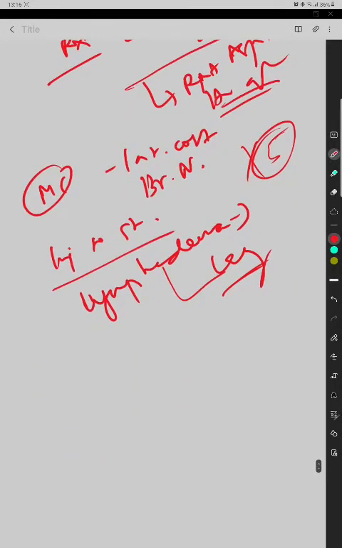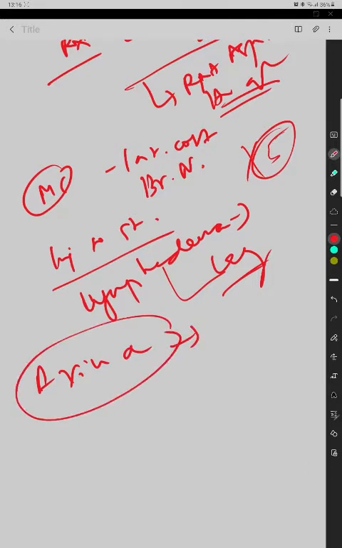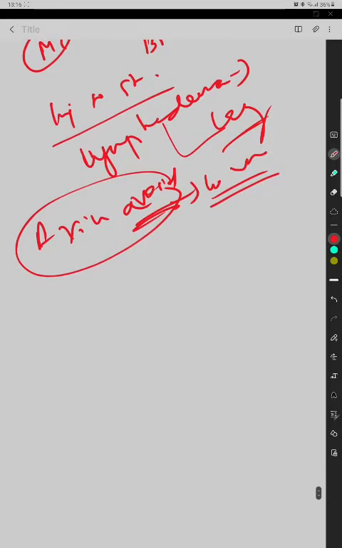Then axillary dissection is avoided. What does that mean here? Axillary dissection has to be avoided when no lymph node is palpable. It's usually avoided; this is also a point here. When no lymph node is palpable, it may still be present underneath. So how are we going to detect the lymph node and remove it? By sentinel node biopsy.